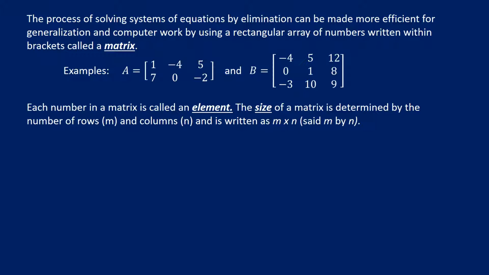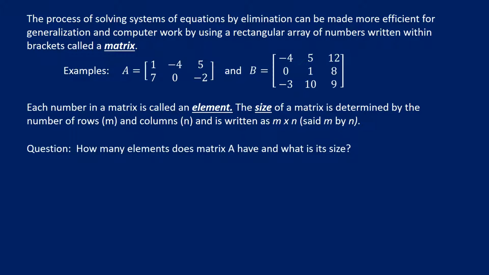The size of a matrix is determined by the number of rows and the number of columns. We let the letter M represent the number of rows and N represent the number of columns. And we say that the size is M by N. And we let a multiplication symbol or a lowercase x represent the word by when we write this. So the size of a matrix is written M times N.